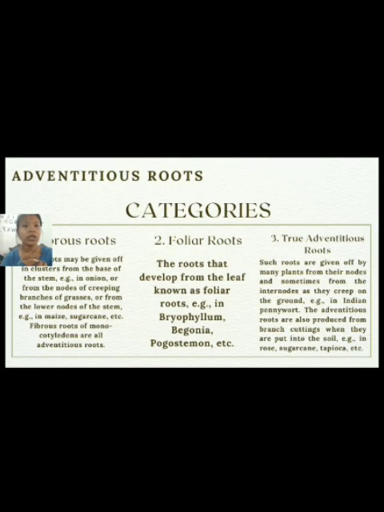So there are three main categories of the adventitious roots. First is the fibrous roots. Fibrous roots are made up of many small roots, all about the same size. Roots grow out in many directions. Examples of fibrous roots are grasses.